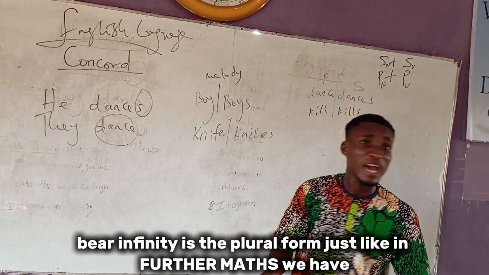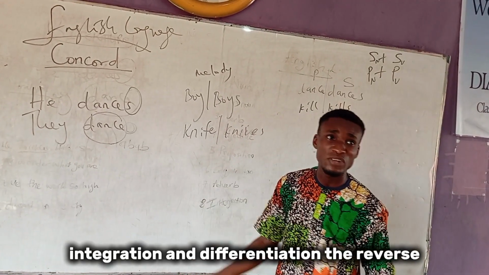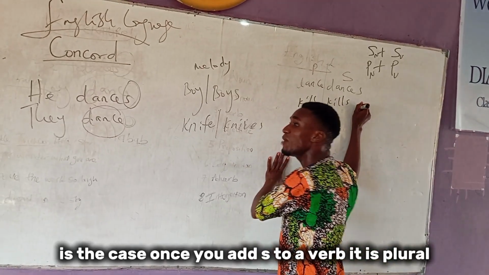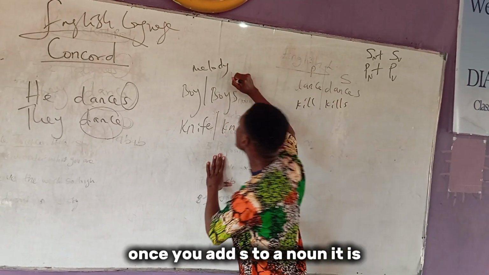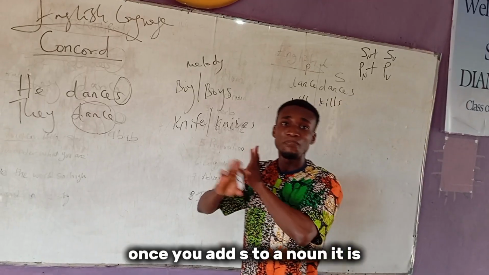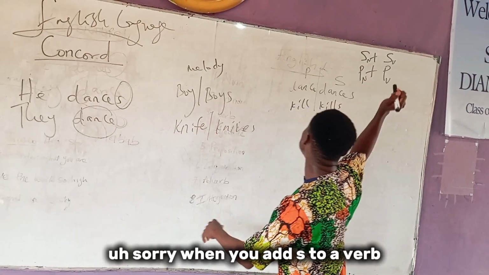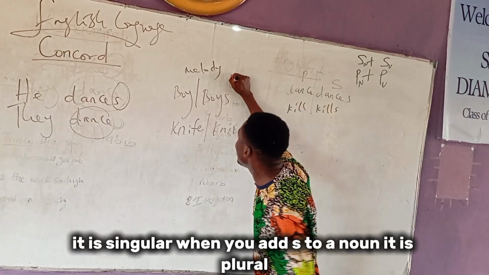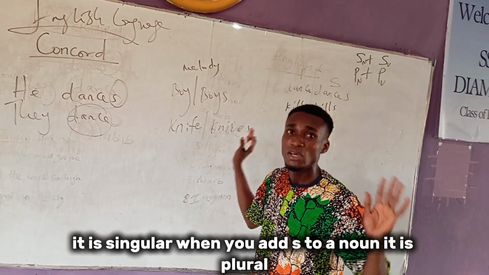Just like in calculus, we have integration and differentiation. The reversal is the case. Once you add s to a verb, it is singular. When you add s to a noun, it is plural. So that is just it.